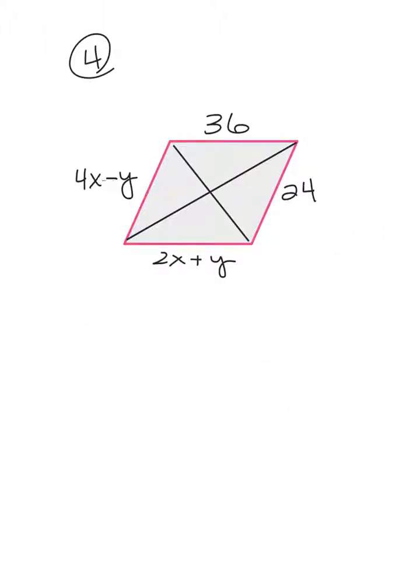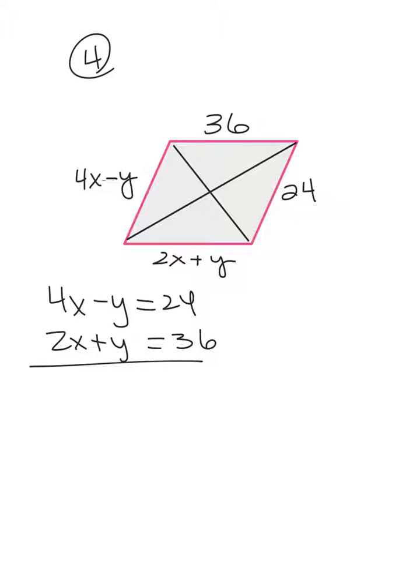In our next example, we have the sides of our parallelogram labeled, and since we know that opposite sides are congruent, we can say 4x minus y is equal to 24, and we can also say 2x plus y is equal to 36. Now, elimination is probably the best way to solve this since we have two equations and two variables. So if I add 4x and 2x, I get 6x. I have negative y plus y gives me 0, and 24 plus 36 gives me 60.